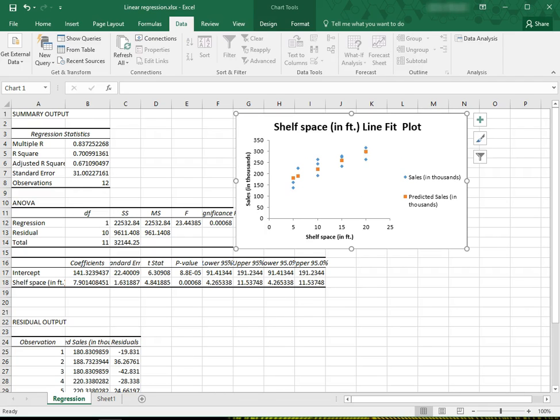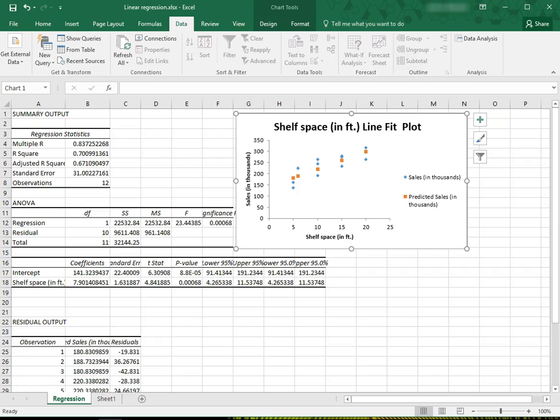Question 1 in the textbook asks for us to produce a line fit plot to demonstrate the trend in shelf space and sales along with the predicted path. The blue diamonds in the graph represent the actual data points that we entered from Table 8.5. The orange squares are the predicted sales based on the regression statistics from this problem. There appears to be a positive trend or an upward trend in the data, and we can introduce a fit line to the graph to be able to see this more clearly.